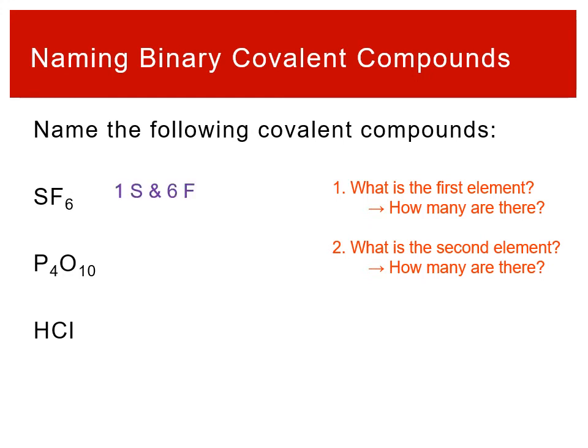So, for example, SF6: I have 1 sulfur and 6 fluorines. Sulfur is in the front, so it doesn't get its name changed. Just the full name, because it's 1 in the front, no mono or anything like that. And then the 6 is hexa. So this becomes sulfur hexafluoride.